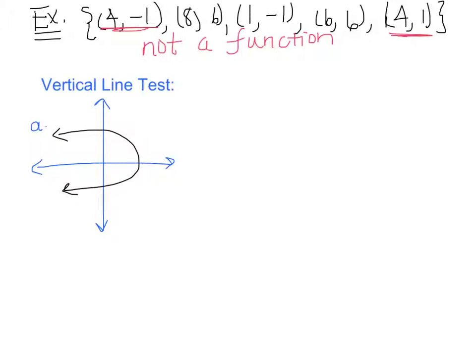And what you would do is take a vertical line, sometimes we use our pencils, and you would roll it across it vertically. And if there is a case where this vertical line passes through your graph more than once, then it fails the vertical line test. So in this one, that means that there is an x coordinate that is being paired with two different y coordinates. So this will be not a function.